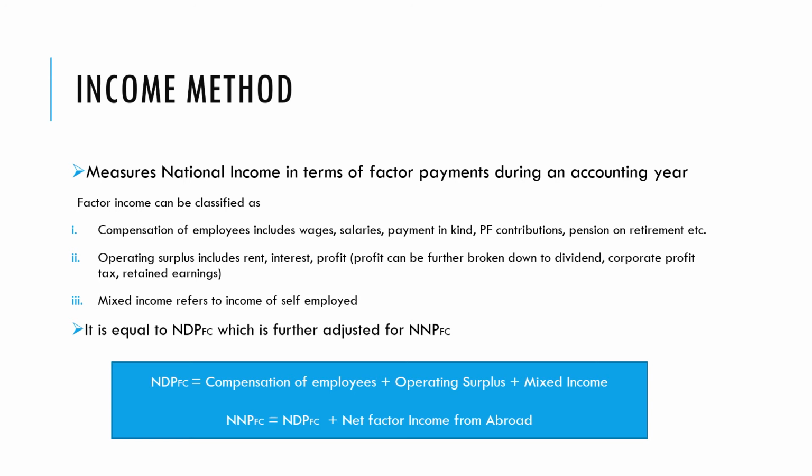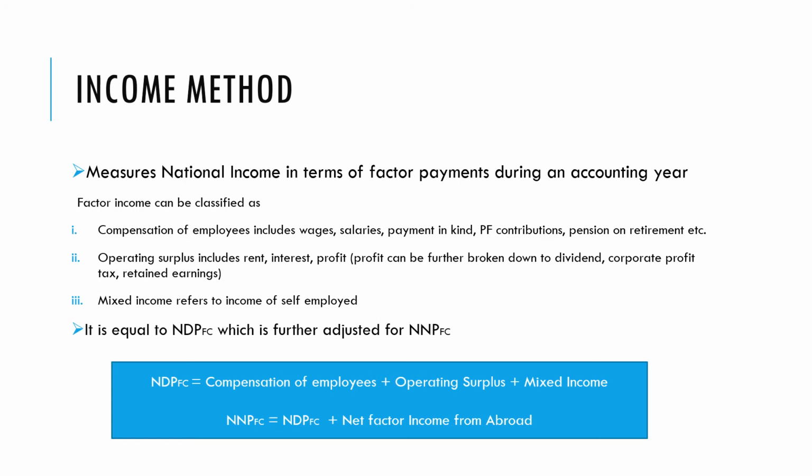Here, the profit can be further divided into dividend, corporate profit tax, and retained earnings. Retained earnings are also known as reserves or surplus of the company. The third component is mixed income, which is referred to as income of the self-employed. It is the combination of the above two factor incomes.